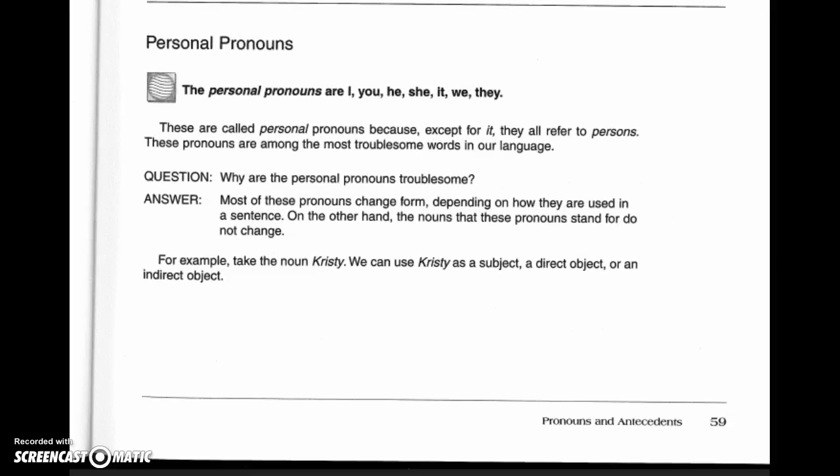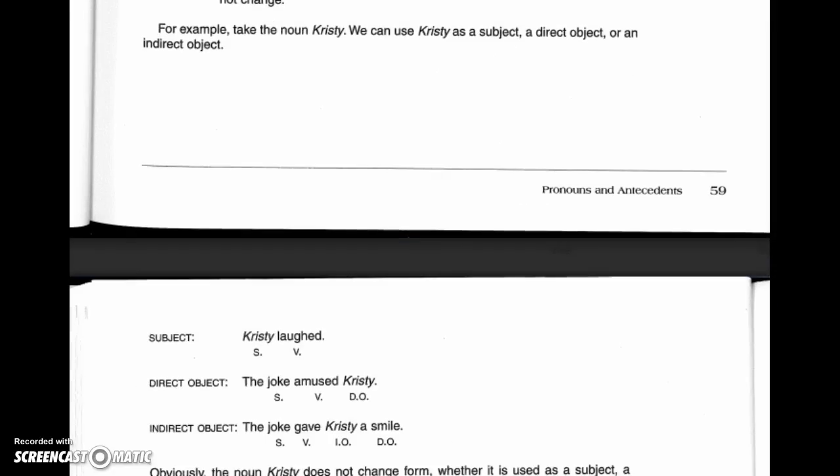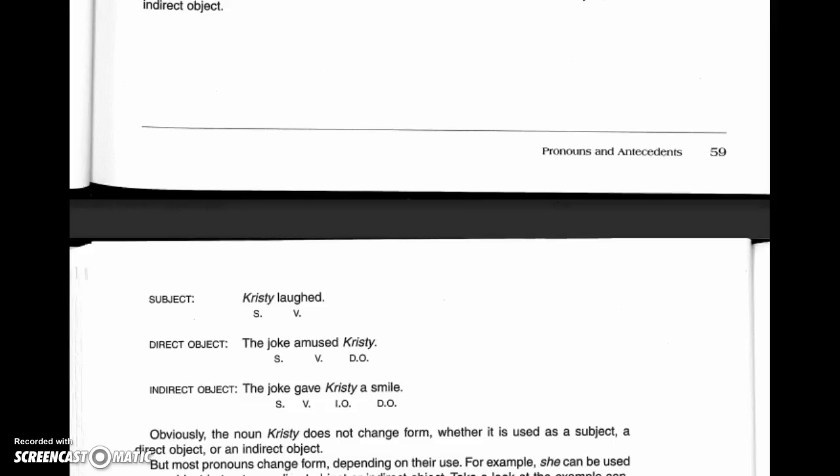Here you see something about personal pronouns, which are I, you, he, she, it, we, or they, because they always refer to people. And they're kind of tricky because sometimes we have to watch the agreement and how they're used in a sample in terms of part of speech. So in this, I'm going to try and reveal it. Take the noun Christy, girl's name. We can use Christy as a subject, a direct object, or an indirect object, as you know from the previous screencast, seen in these 3 sentences below.